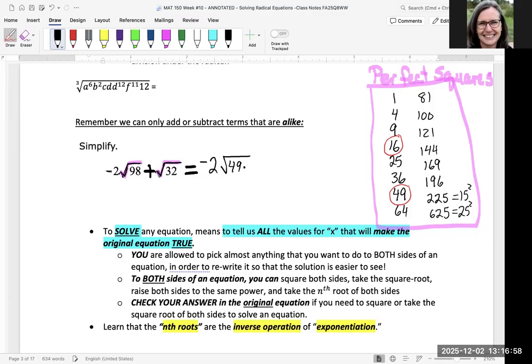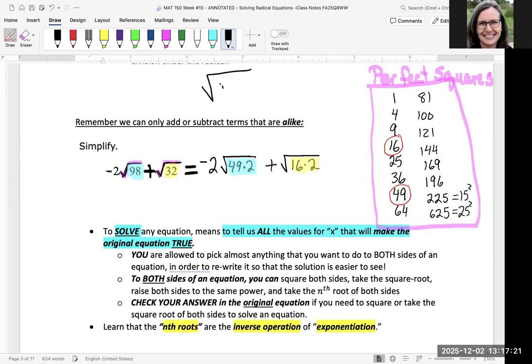times the square root of 49 times 2 plus the square root of 16 times 2. Again, 98 is the same as 49 times 2. 32 is the same as 16 times 2. A reminder from last week.